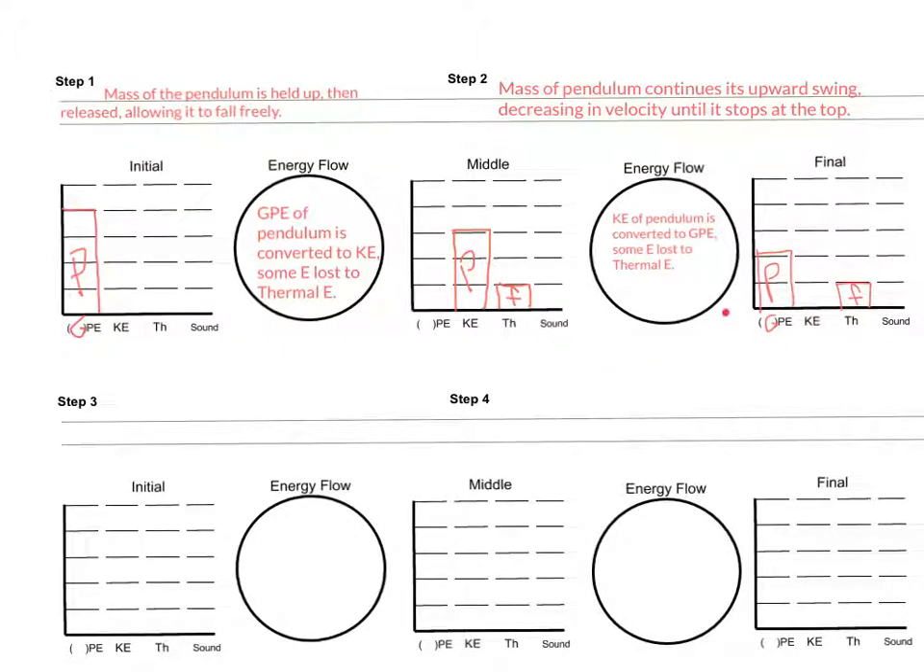That pendulum continued its upward swing. Its velocity was decreasing, and we had kinetic energy being converted back to gravitational potential energy, but we still had some energy that was lost to thermal energy. So once again, we're keeping track of where that thermal energy is going. We don't rewrite this anywhere, all right, because when we have the thermal energy, we're going to say that it gets lost to the surroundings or to the environment.